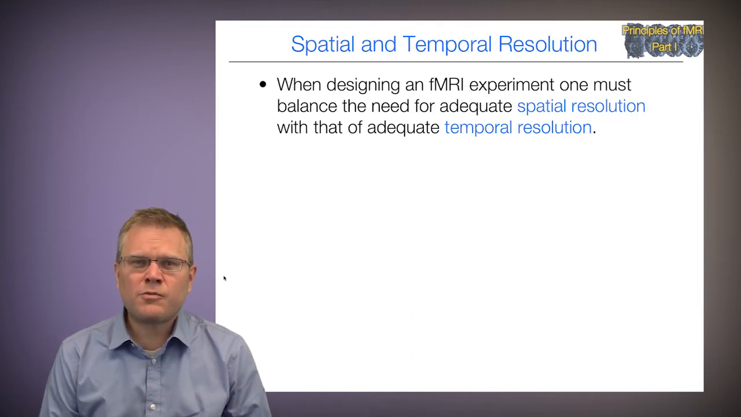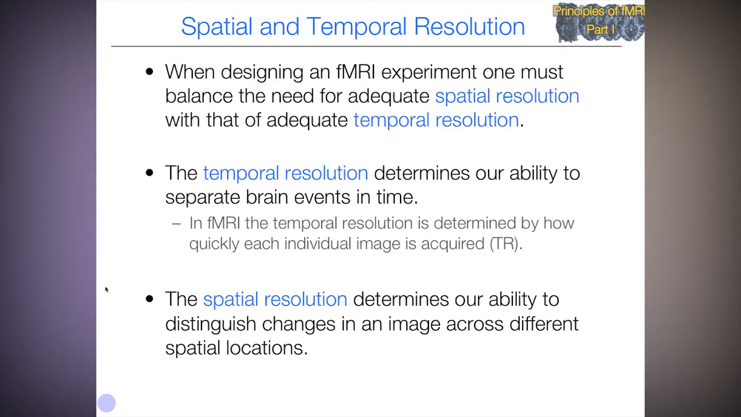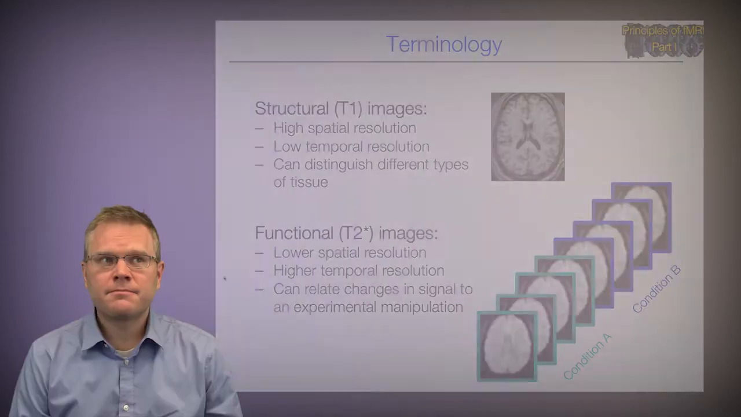When designing an fMRI experiment, you have to balance the need for adequate spatial resolution with that of adequate temporal resolution. The temporal resolution determines our ability to separate brain events in time. In fMRI, the temporal resolution is determined by how quickly each individual image is acquired, and this is determined by something called the TR. We'll return to this as we move along. The spatial resolution determines our ability to distinguish changes in an image across different spatial locations.